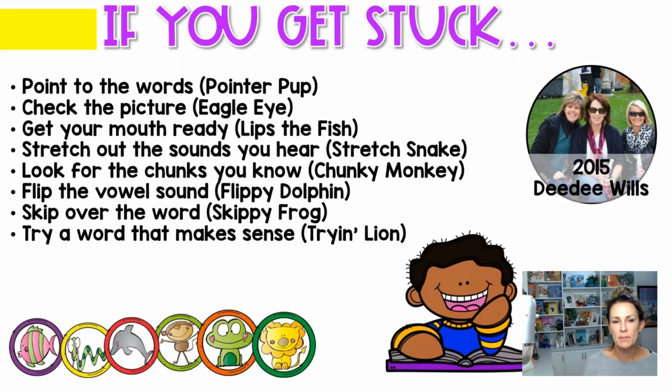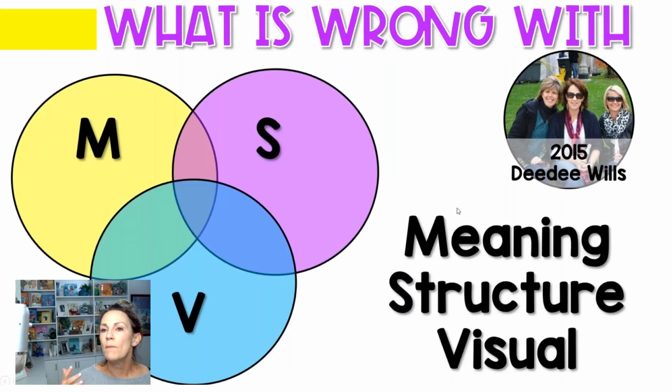Some people know them as the Beanie Baby strategies, right? Chunky monkey, stretchy snake. Some of those are okay, but they're not specific enough. And I'm going to walk through what I have learned since and what I would suggest doing instead. So 2015 Deedee Wills believed that we would have readers lean into meaning, structure, and visual cues if they got stuck on a word. And that would be how they would help to decipher words that they didn't know.